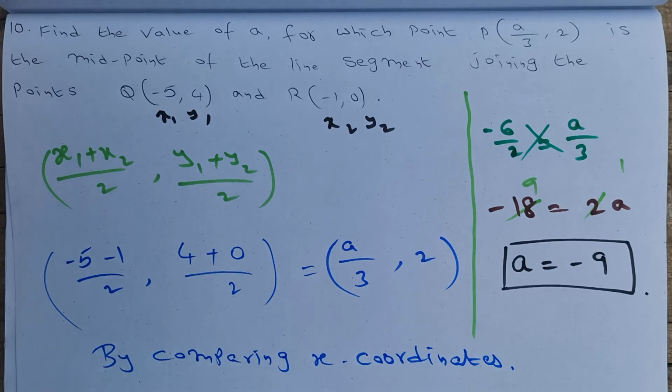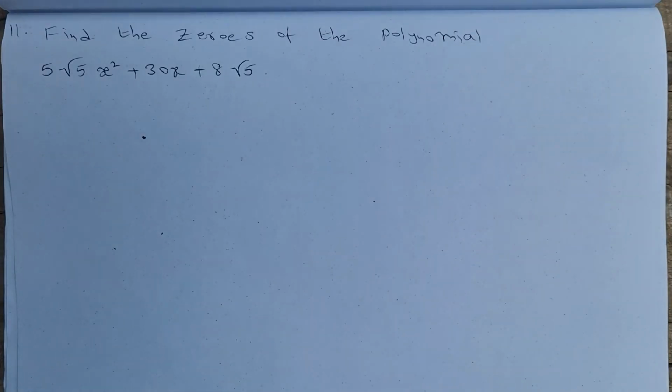Okay, now let us move to question number 11. Find the zeros of the polynomial 5 root 5 x square plus 30x plus 8 root 5.